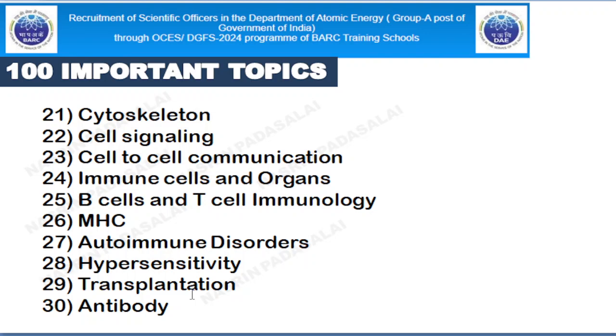Just study the tabulated column alone, followed by hypersensitivity reactions like type 1, type 2, type 3, type 4. Last time again one question came from hypersensitivity also. Next is transplantation. You can expect 1 or 2 questions from transplantation. Next is antibody, types of antibody, and they will also ask gel electrophoresis with regard to antibody.